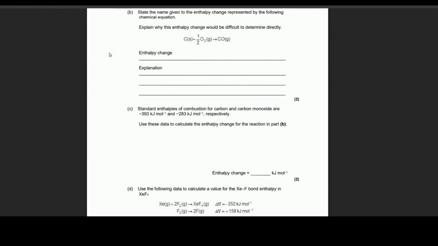Right, part B. Whoops. State the name given to the enthalpy change represented by the following chemical equation. Explain why the enthalpy change would be difficult to determine directly. So we've got carbon solid plus half an oxygen molecule goes to carbon monoxide.